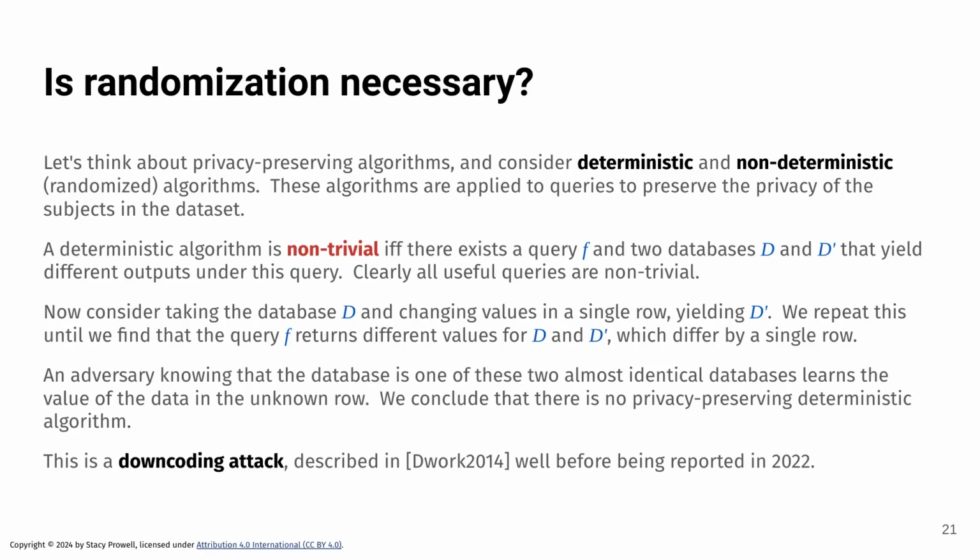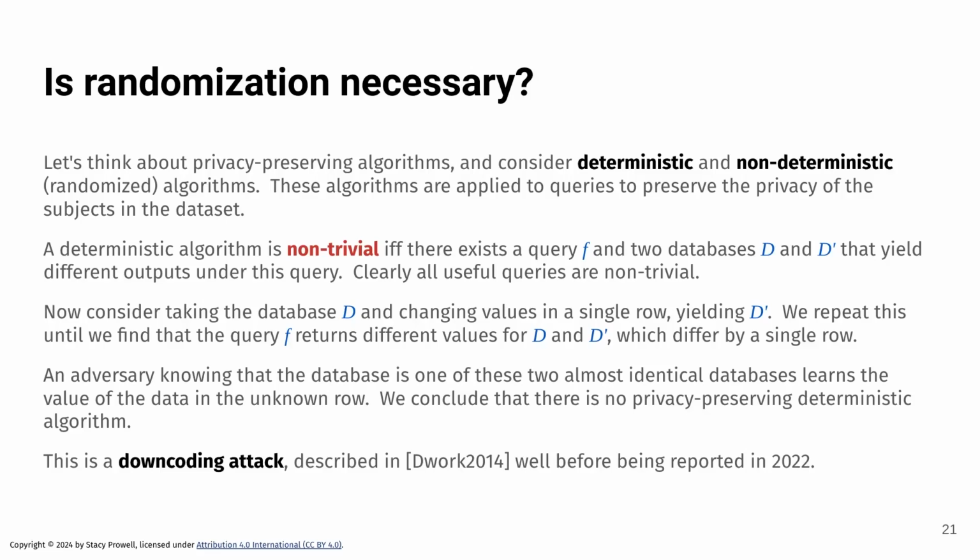A deterministic algorithm is non-trivial if and only if there's a query, and I apply that query to two different databases, and that query yields different outputs for each of the databases. Okay? So I ask, how many rows are in this database? And I apply it to D, and it says 17. And I apply it to D prime, and it says 19. Okay, that gives me a different number. So that query is non-trivial.